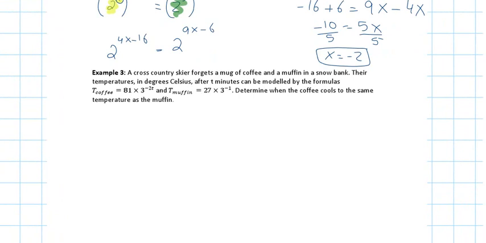All right, so let's read that next question. A cross-country skier forgets a mug of coffee and a muffin in a snowbank. Their temperatures in degrees Celsius after t minutes can be modeled by the formulas T coffee equals 81 times 3 to the power of negative 2t, and T of the muffin equals 27 times 3 to the power of negative t. Determine when the coffee cools to the same temperature as the muffin. Just so you know, the capital T represents temperature, and the small t represents time in minutes.